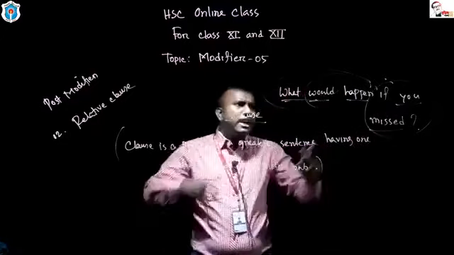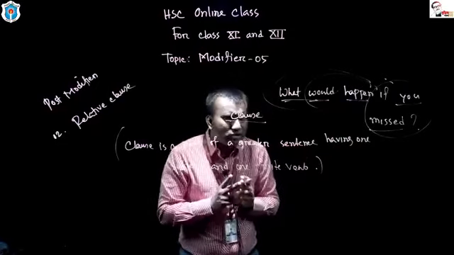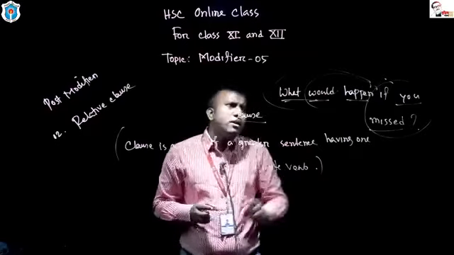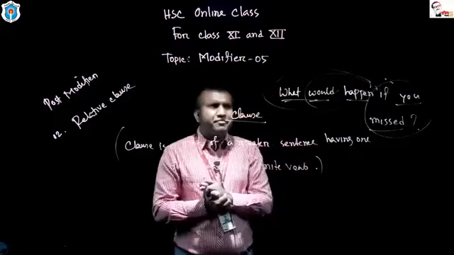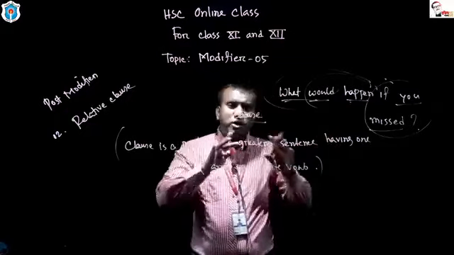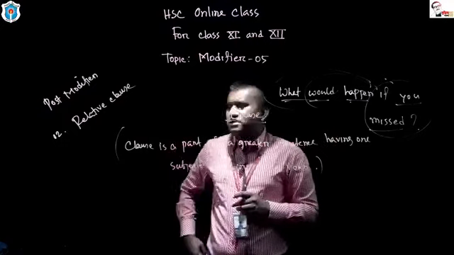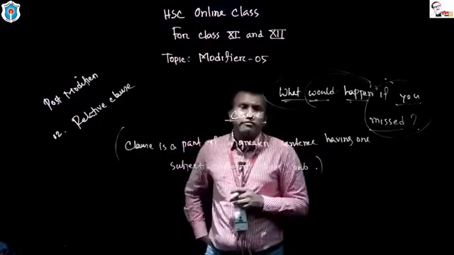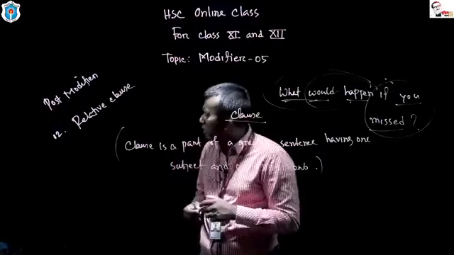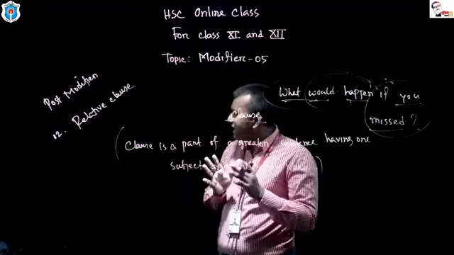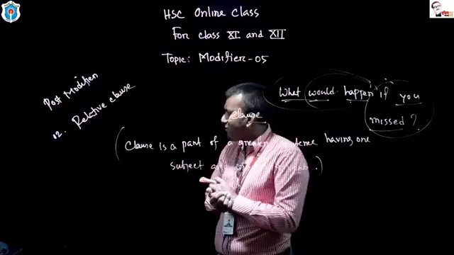That's why I can say in this sentence we have got two clauses. What would happen? This is the first clause. If you missed, this is the second clause. From these two clauses, can you identify whether there is any subordinate clause or not? What do you think, dear students? Do you find any subordinate clause or principal clause in this sentence? If you get it, write down in the comment box.